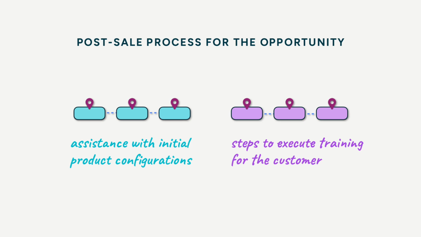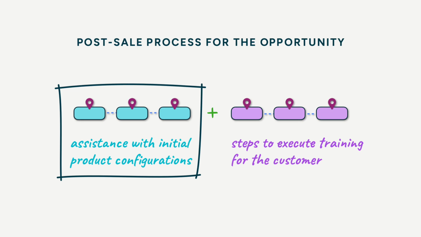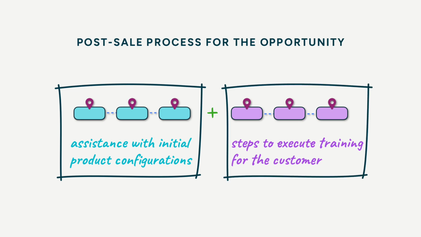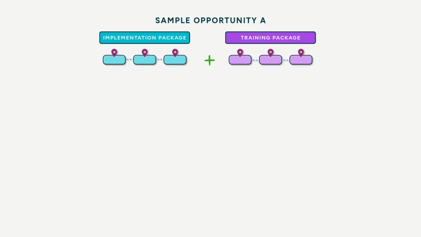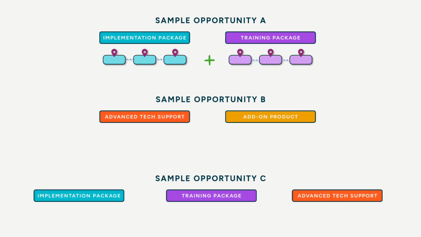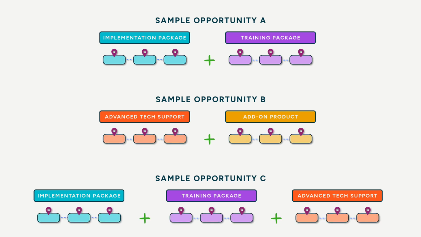To summarize, the post-sale process for this opportunity consists of two sub-processes, one to manage the implementation work and one to execute training. Ultimately, every opportunity is unique and could incorporate various combinations of products sold. While our sample opportunity had those two specific products, other opportunities might include other products, such as advanced technical support or implementation assistance for some add-on product functionality. As you can see, opportunities can have different combinations of products and, therefore, different requirements for structuring their post-sale processes.